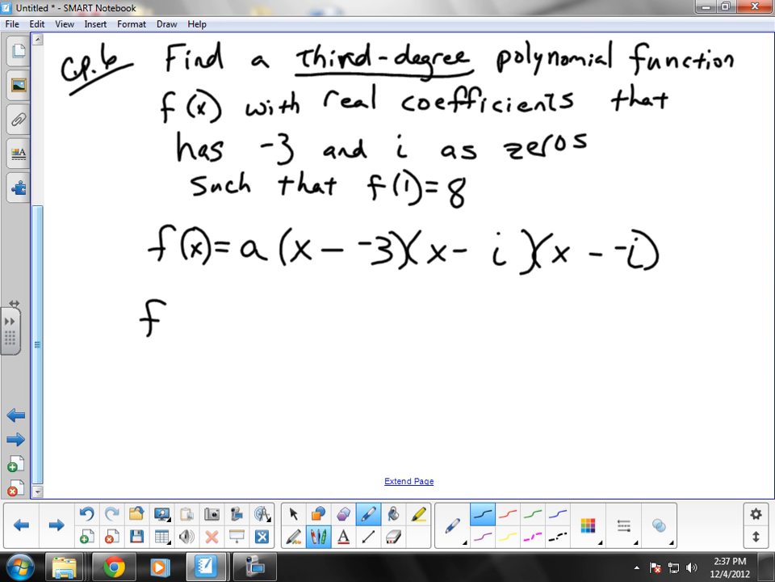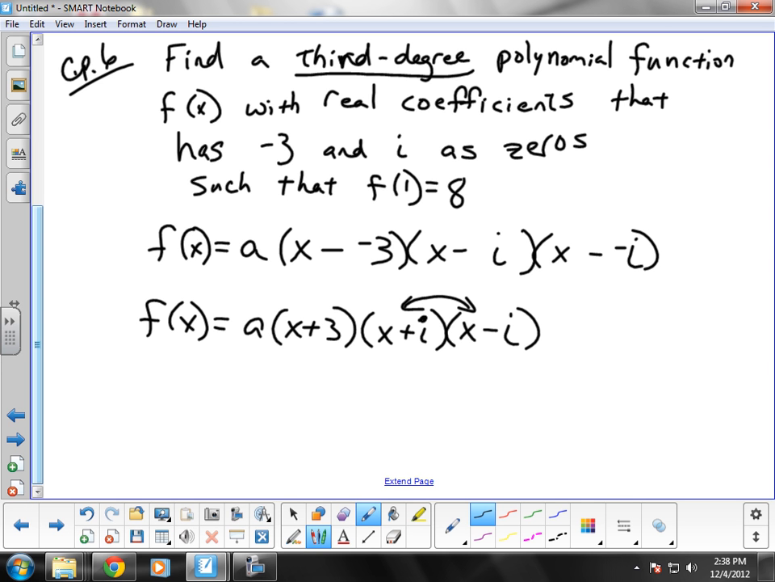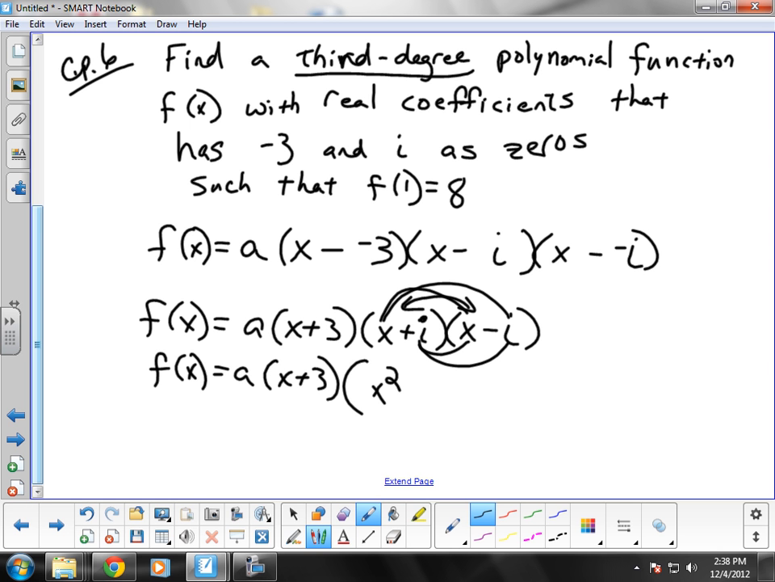Now, this tells me that f of x is equal to a times x plus 3 times x plus i times x minus i. Kind of got those out of order there, sorry. Yes, you're exactly right. We do want to multiply these two together first because I want to get rid of those i's. So I have that f of x is equal to a times x plus 3 times, and then like Courtney said, I'm going to have x times x, which gives me x squared. This ix and this negative ix can cancel each other out, right? That's why they have to have complex conjugate pairs, because the inner and outer terms always cancel out. And then minus i squared, which turns into plus 1, exactly like Courtney said.